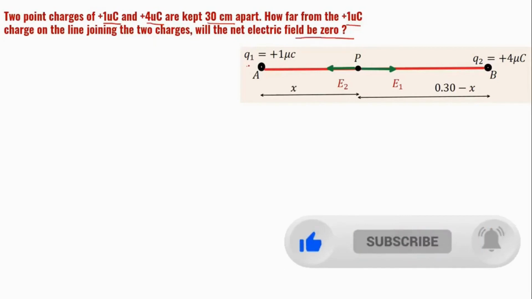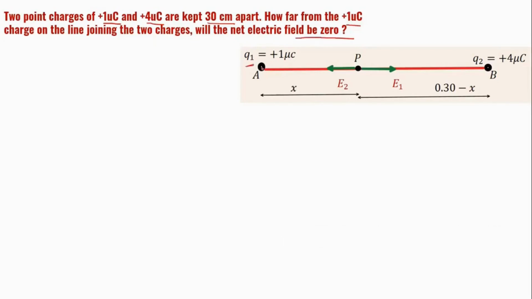Let's see, we have placed one charge Q1, which is plus 1 microcoulomb, at the point A, and the other charge Q2 at the point B. These A and B are separated by a distance of 30 centimeter. Now let us suppose P is the point where the net electric field is 0. Now at the point P, we want to compute the directions of the electric fields E1 and E2, which are due to Q1 and Q2 respectively. Let us see first E1, it is due to Q1. Now Q1 is positively charged, so at the point P, the electric field due to Q1 will always be pointing away from the positive charge. That is, its direction will be this one.